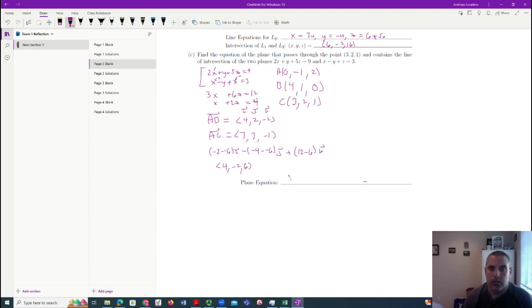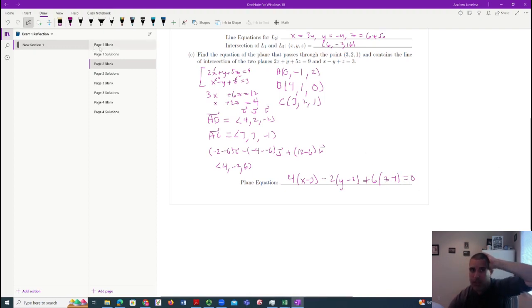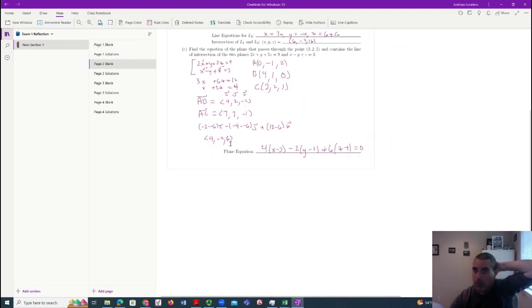So then you have 4. You can use any of the points. I think a lot of people use the original point, which is fine. Negative 2, y minus 2, plus 6, z minus 1. So that's it. I imagine that page took people the longest, probably a full 10 minutes, maybe 12 minutes. But it was still doable in that time.